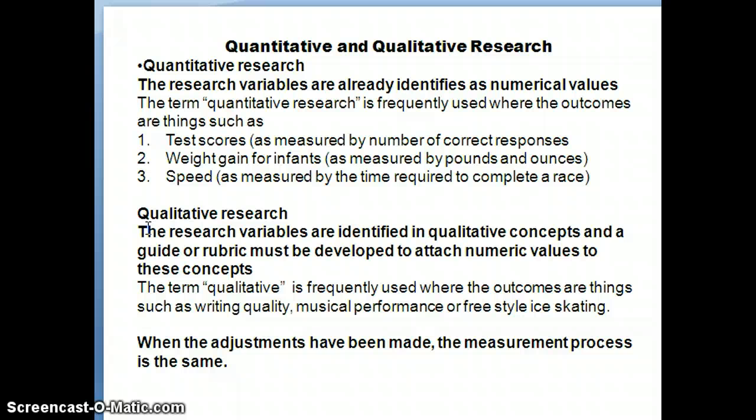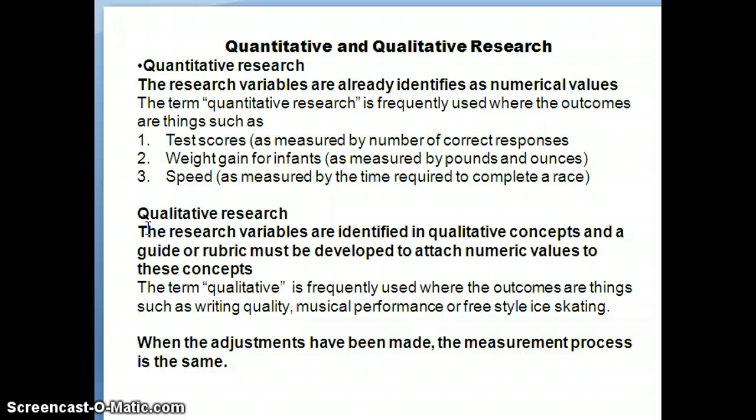A lot has been made about the difference between the concepts of quantitative and qualitative research. And I want to address that right now because I have a strong bias, and I'll be clear about it. When I talk about the concept of quantitative research, I'm talking about research where the variables are already identified in numeric terms, numeric values. So test scores already have numbers applied to them. Weight gain for infants, big issue if you have a young child in the house. So when we think of weight gain, we already think of ounces or pounds or some other kind of weight measure.